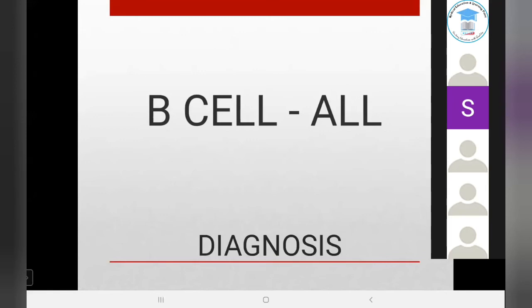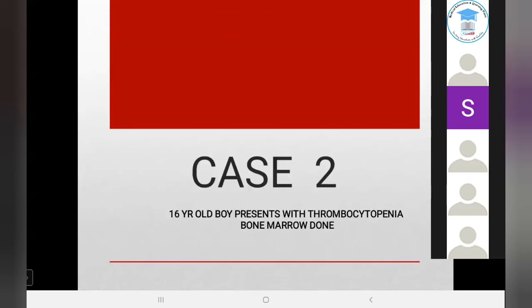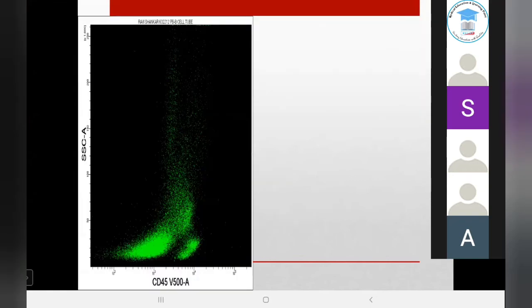So we have basically clearly seen the gating first and then the markers. Now we will quickly go on to the second case. I have a series of cases, so I want you to understand this, and you have to quickly do the gating and tell me what it is. So this is a 16-year-old boy presented with thrombocytopenia. They did a bone marrow on this patient. Now, which is the abnormal population here?